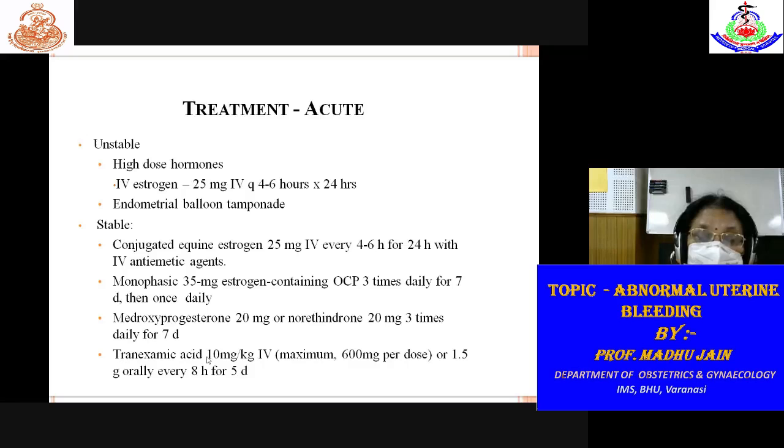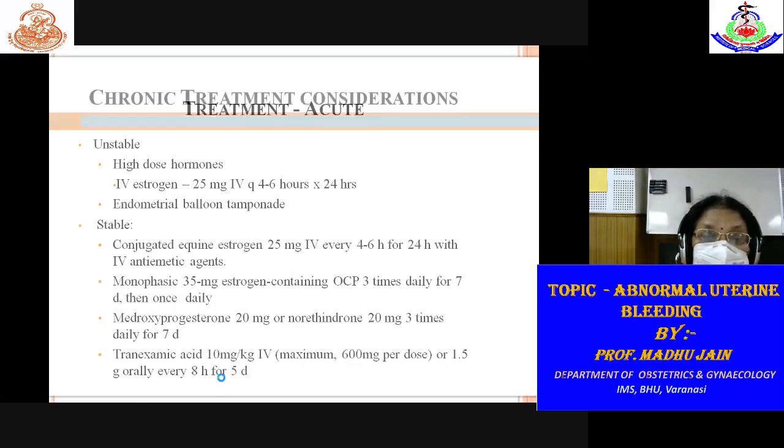Tranexamic acid has been given 10 milligram per kg IV, maximum dose 600 milligram per dose, or 1.5 gram orally every 8 hours for 5 days. So this is to control the bleeding acutely.